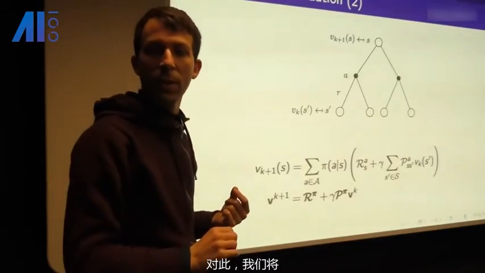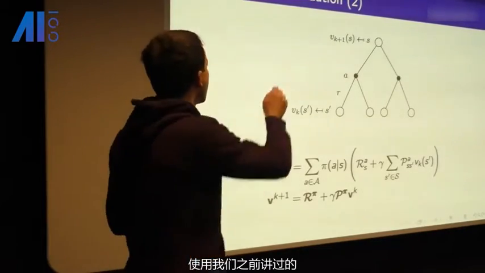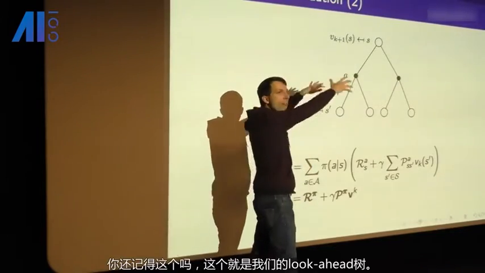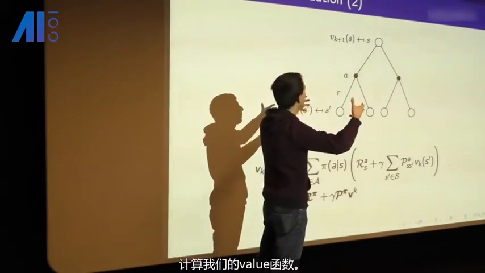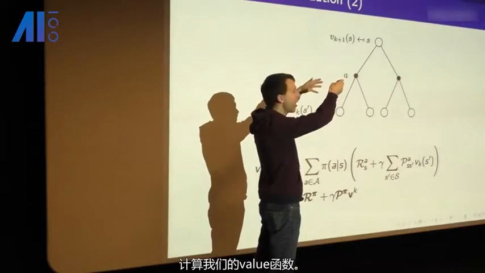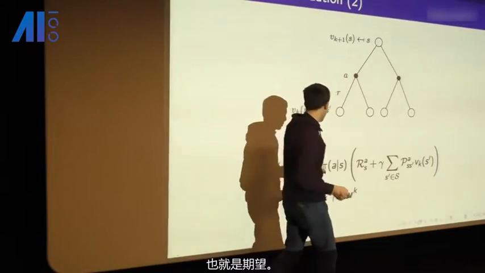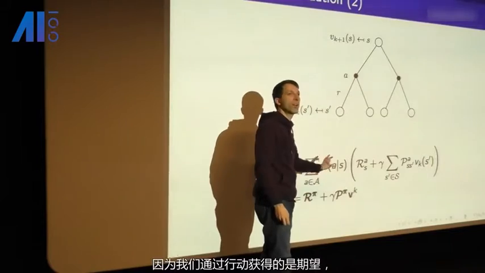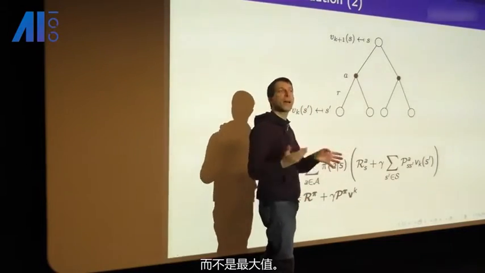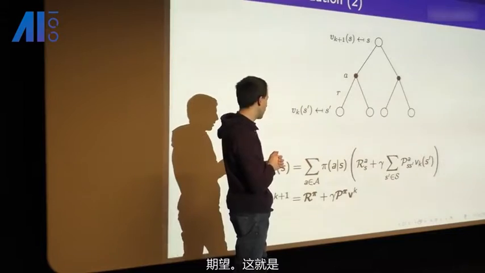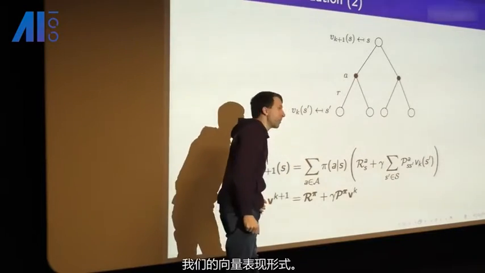So all we're going to do is take our Bellman equation that we had before. If you remember, this was our look-ahead tree that showed us how to compute the value function. This was the Bellman expectation backup, so-called because we've got an expectation over our actions rather than a max over our actions. The max gave us the optimality equation, the expectation gives us the Bellman expectation equation. And this was the vector form of the same thing.